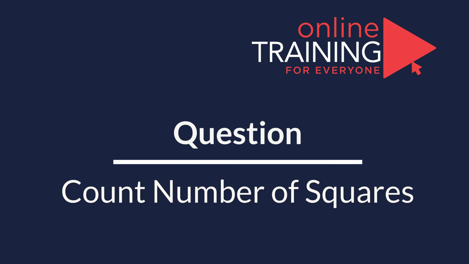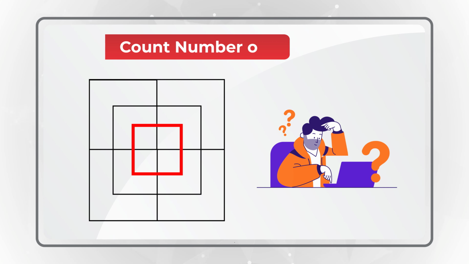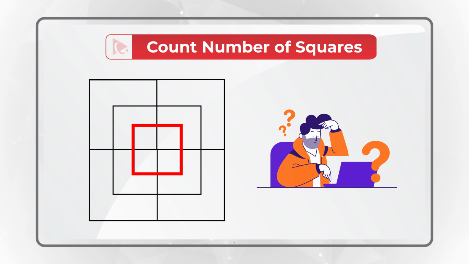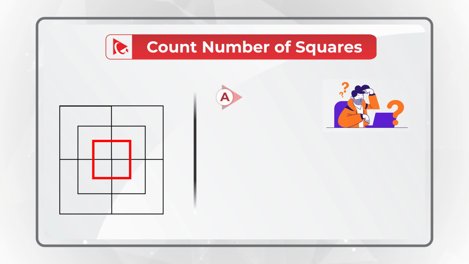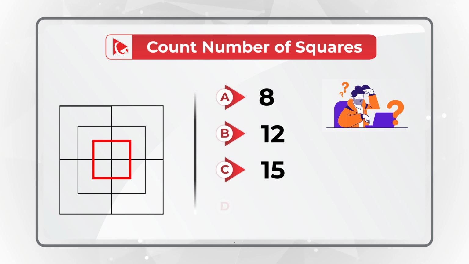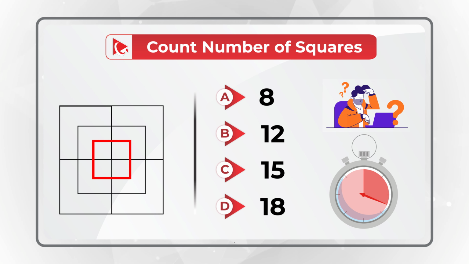Here's one of my favorite questions, where you need to count number of squares presented in the shape. You have 4 different choices. Choice A, 8. Choice B, 12. Choice C, 15 squares. And choice D, 18 squares. Take a close look at the picture to see if you can come up with the right choice.